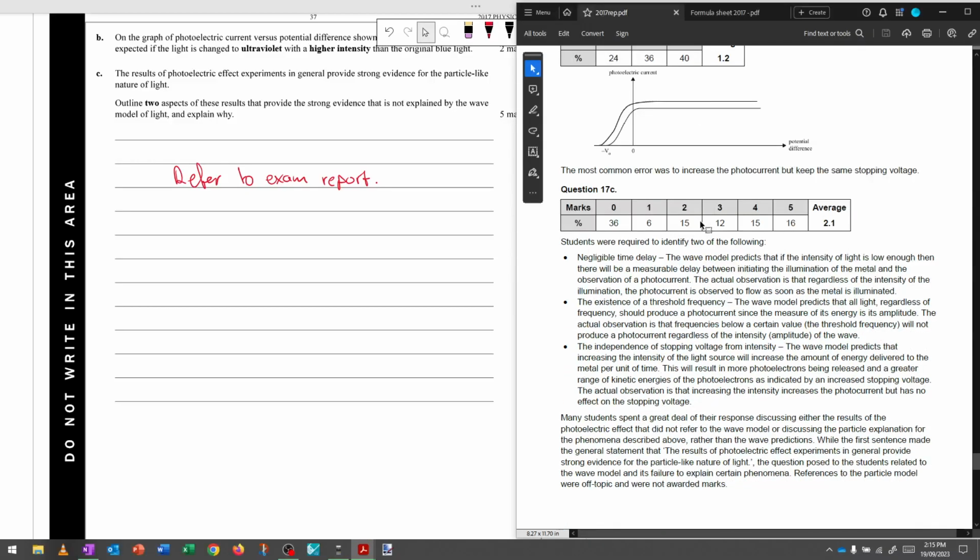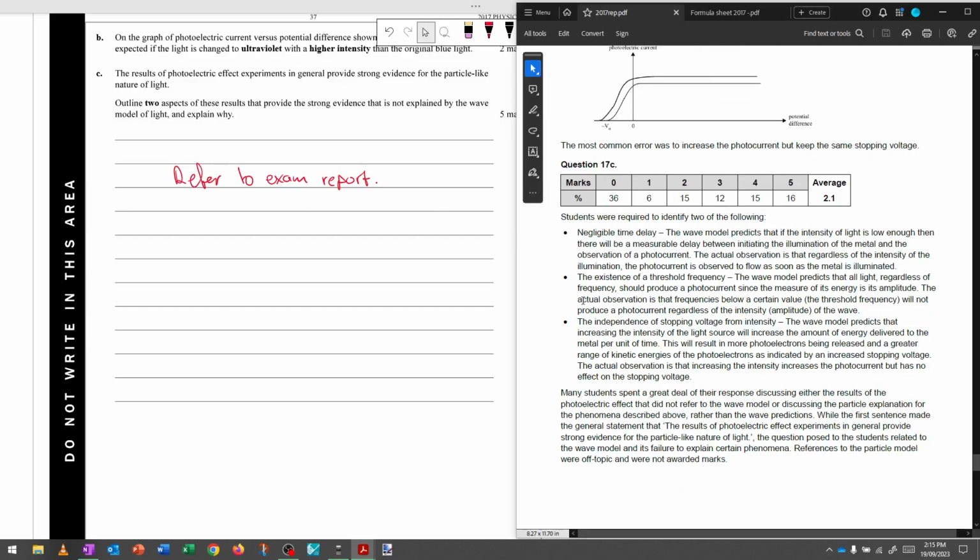Now, there are three things that happen in the photoelectric effect that can't be explained by the wave model. Those three things are here. Negligible time delay, the existence of a threshold frequency, and the independence of stopping voltage from intensity. The wave model predicts that there should be a time delay, because the energy of the wave needs to build up on the surface of the metal to then finally be able to eject the electrons.